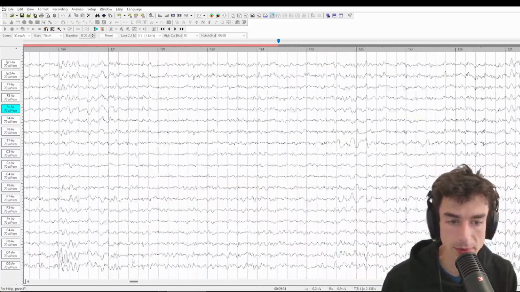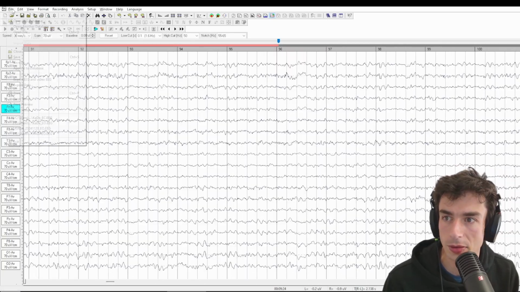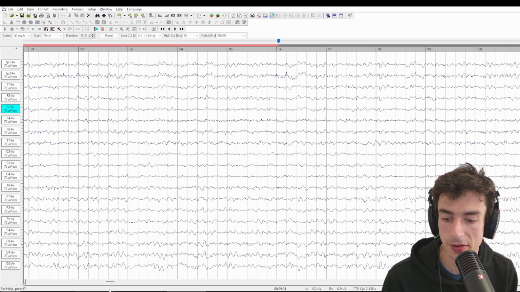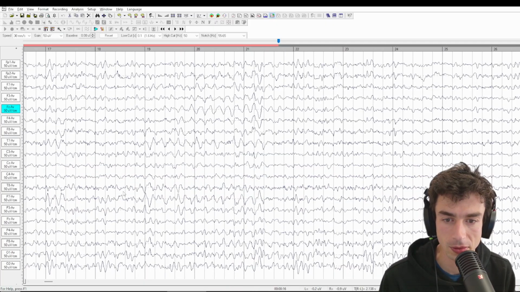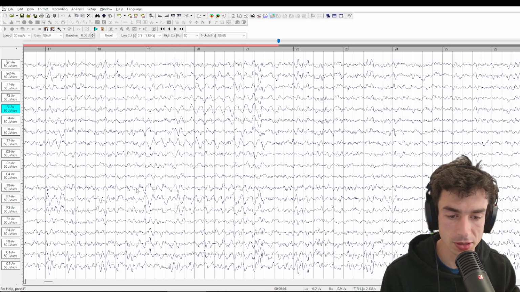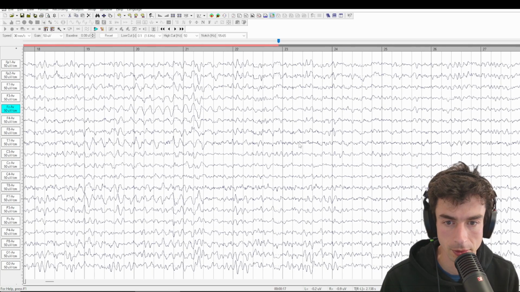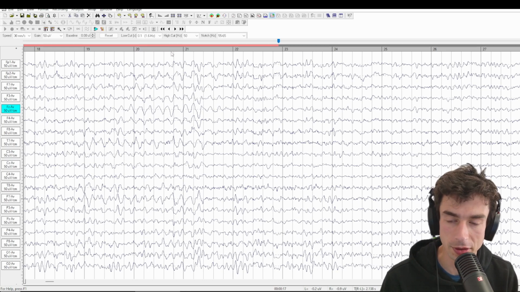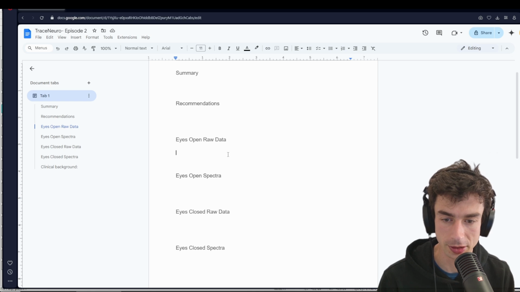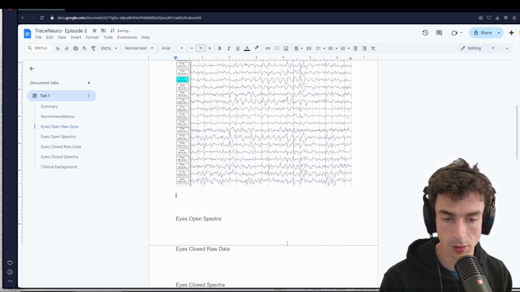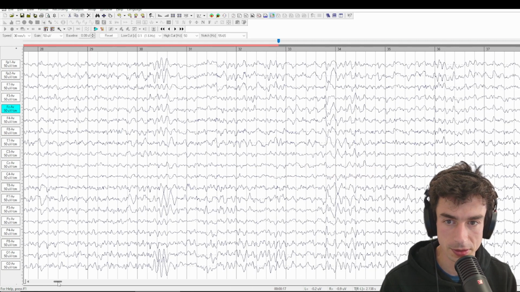And this looks like this is basically clean. So I'm going to save the file, and now we can start honing in on some of those interesting features that we saw the first time we scrolled through. So here we have a nice little snippet of the frontal midline theta. So I'm going to put that into our eyes open raw data. And we'll keep scrolling through to find some other features.